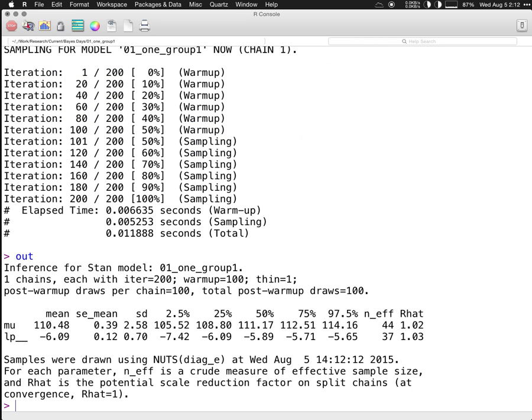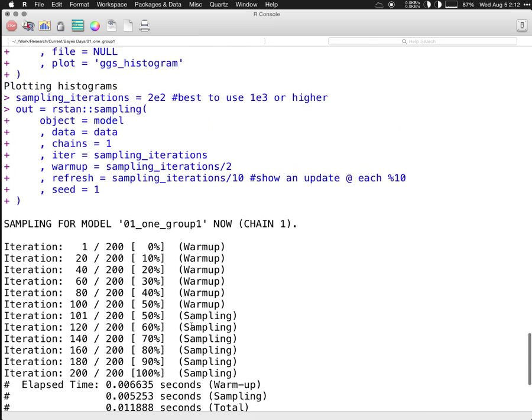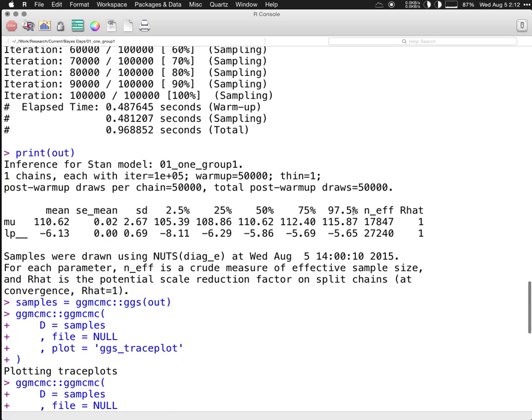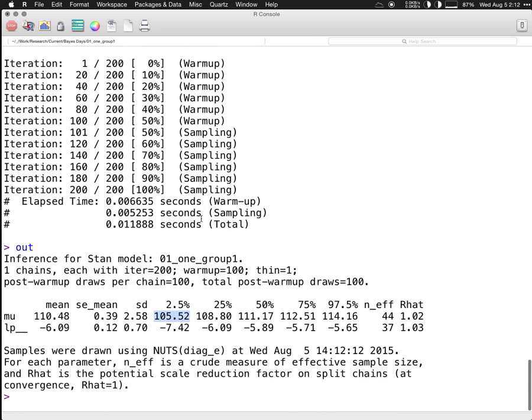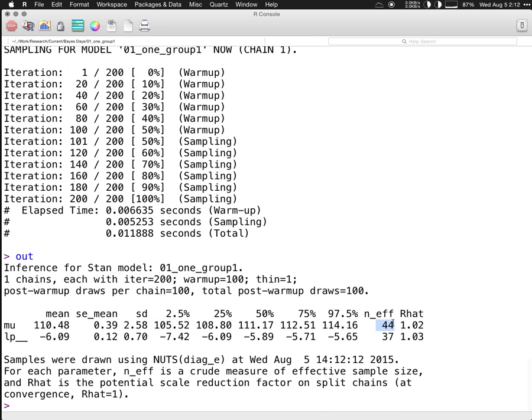We can look at out. Here we've got very different numbers in terms of the NF. We've only got 44 effective samples for mu, and var hat that isn't equal to 1. The values actually are pretty close to what we got when we did lots and lots of effective samples. So despite it being low effective samples, it actually is pretty good in terms of estimating the distribution.